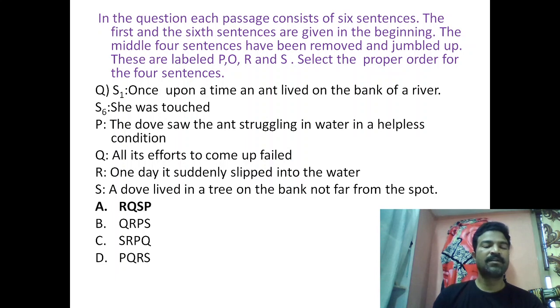Your time's up. The answer is option A, RQSP. Let's put them into proper order. Let's begin with S1. Once upon a time, an ant lived on the bank of a river. Next, R. One day it suddenly slipped into the river. Next, Q. All its efforts to come up failed. Next, S. A dove lived in a tree on the bank not far from the spot. Next, P. The dove saw the ant struggling in water in a helpless condition. And S6, the concluding statement, she was touched. So the correct combination is RQSP, option A. Going on to the next question.